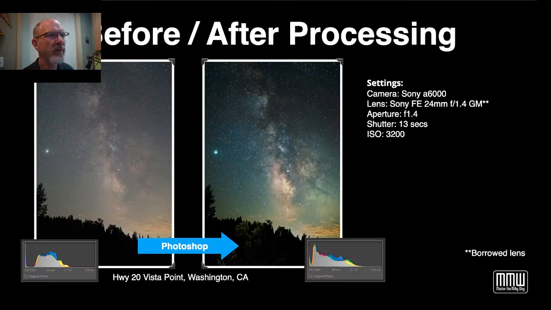Here's another example before and after processing. An image taken out at Vista Point, not where we're going, but the actual Vista Point that overlooks the Sierra Buttes on Highway 20 near Washington. This image in camera looked like what you see on the left, right? And after processing, I actually moved those pixels back around to darken it up, and you can see here that's what the image looked like on the right. Again, 13 seconds at ISO 3200, just to give you an idea of how you might push the image around. Now this was taken with a Sony 1.4 GM, which is an excellent lens from Sony, right?